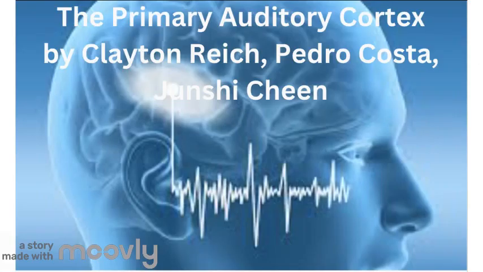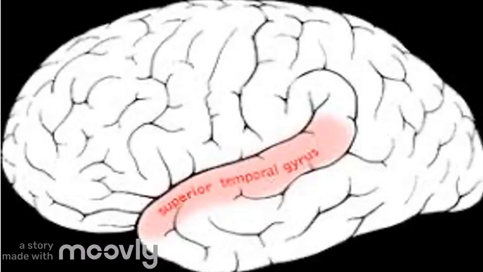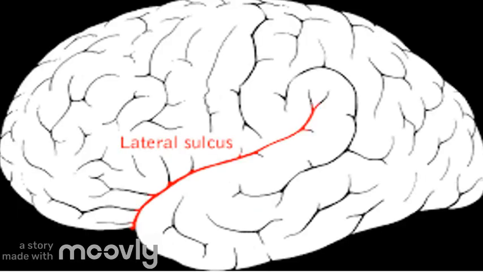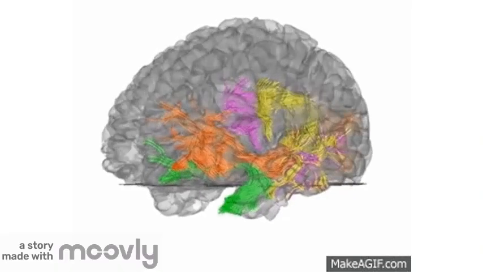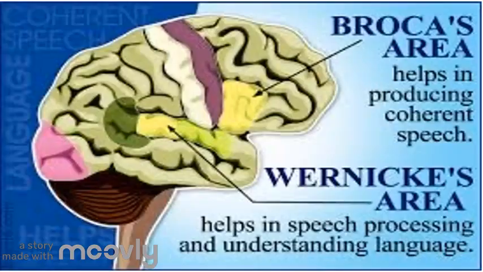The primary auditory cortex lies in the posterior half of the superior temporal gyrus and slightly incorporates the lateral sulcus. The primary auditory cortex is made up of Brodmann's areas 41 and 42, but also involves Brodmann's areas 44, 45, and 22, otherwise known as Broca's and Wernicke's areas.